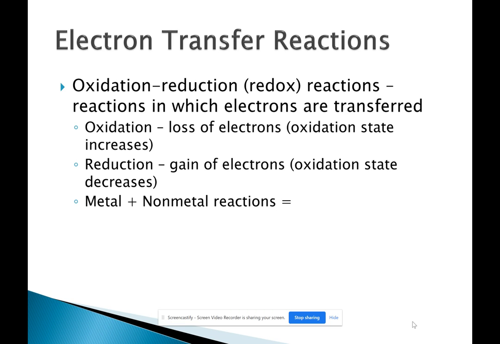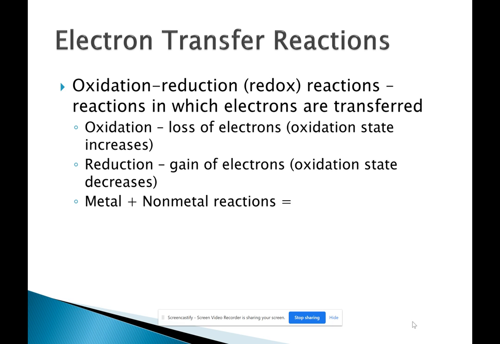Oxidation-reduction reactions are reactions in which electrons are transferred. Oxidation means that there is a loss of electrons, and because electrons are negative, when a species is oxidized, its oxidation state will increase. Reduction is a gain of electrons, which means its oxidation state will decrease.